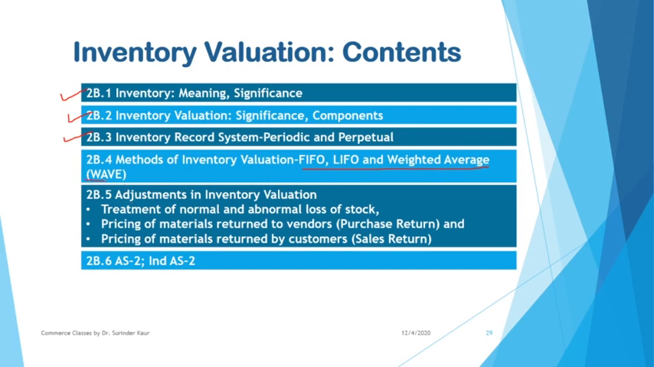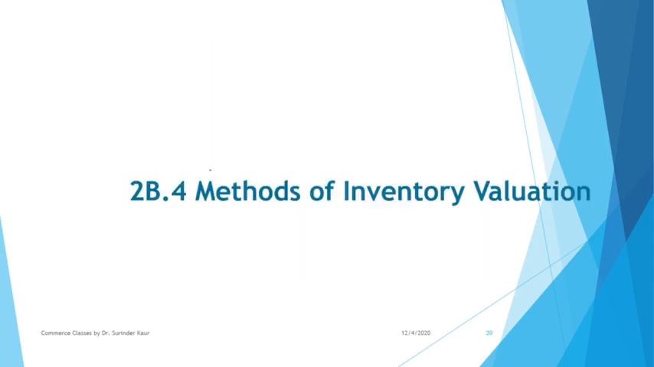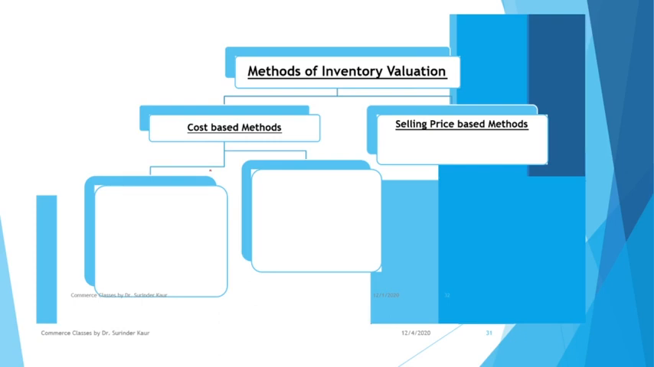All right. So before we take up the methods given in the course, let us first see how many methods there actually are. These three are in the course, but otherwise, when we talk about inventory valuation methods, there are two basic categories. One is cost based methods and another is selling price based methods. Within cost, again we have two categories of methods. One is the historical cost based methods, another is other costs.